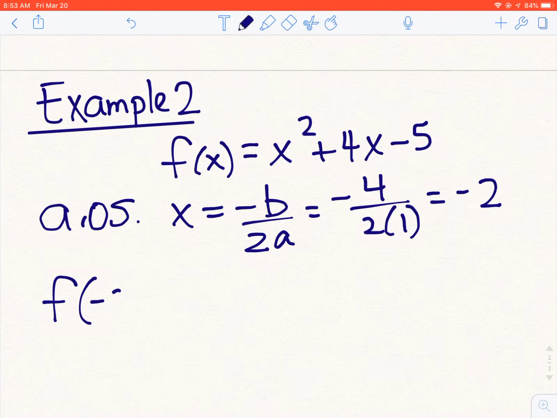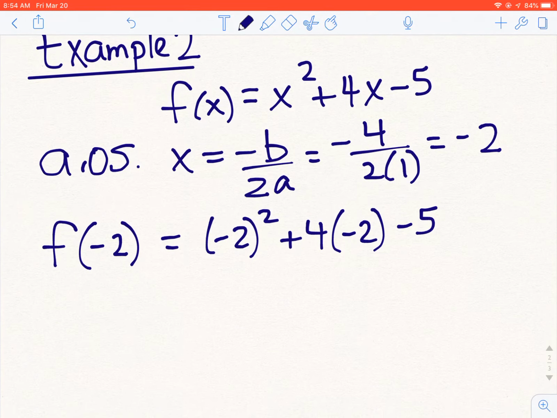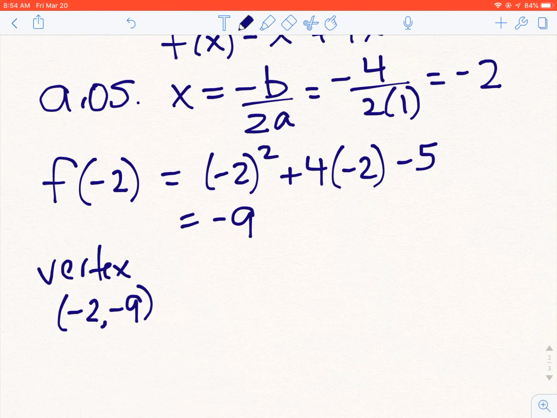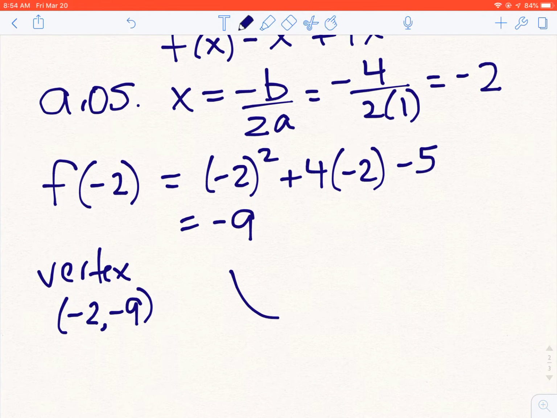Now I need to find the y value, which is f of negative 2. So I plug negative 2 in for x. So negative 2 squared plus 4 times negative 2 minus 5. And my calculator says that that is negative 9. So that means my vertex is the point negative 2 comma negative 9. Okay, and now this time the parabola, because the a is positive, it opens up like this. So that means this vertex is a minimum because it's at the bottom, minimum.